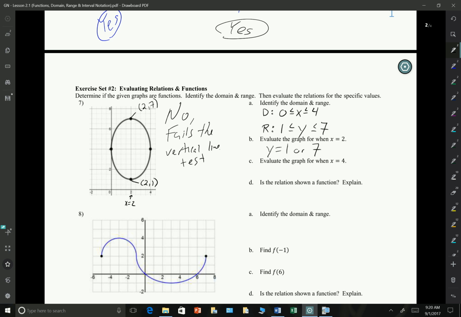Evaluate the graph when x equals 4. What that means is find 4 on the x-axis. What's the y value of that coordinate? So then y equals 4. Is it a function? We said no. It fails the vertical line test.